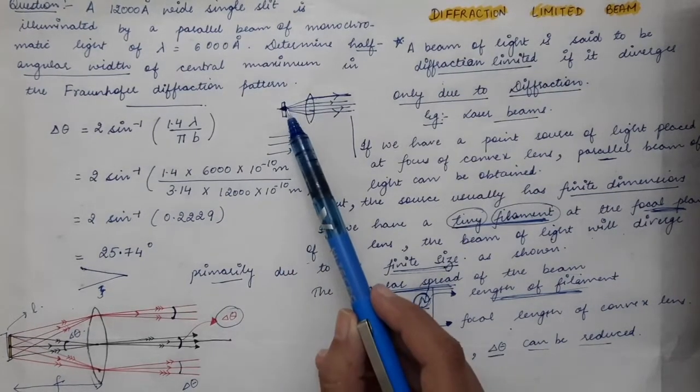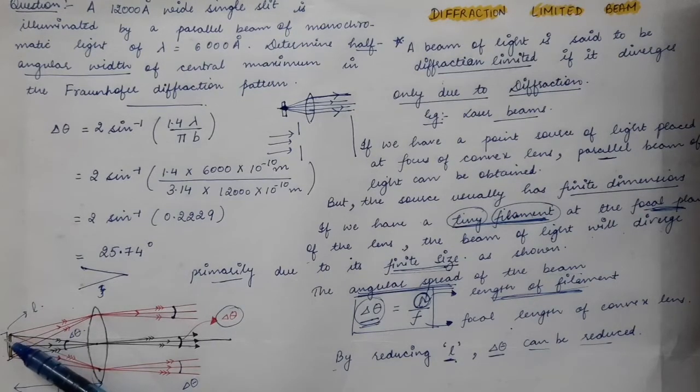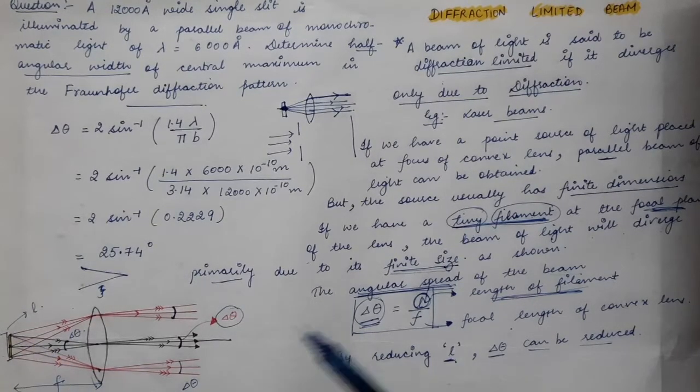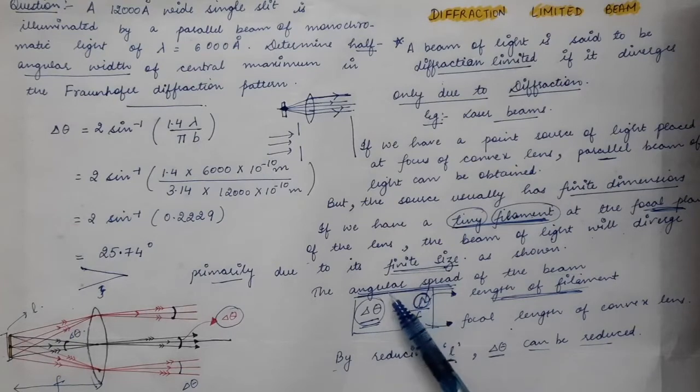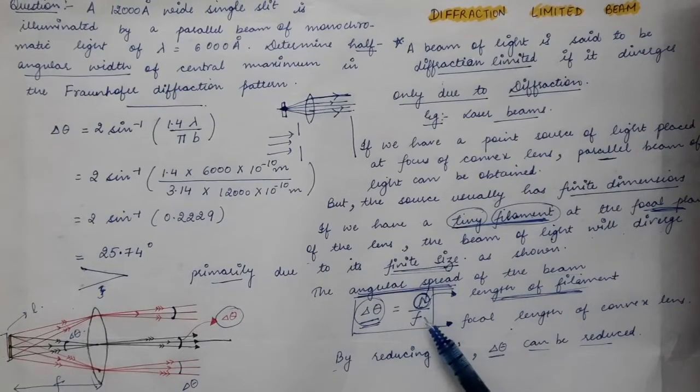If there is a point source, then there is no divergence due to the length of the source, because the length of the source in that case is 0. So delta theta will also be equal to 0 in the case of a point source. But when the length of the source is non-zero, we get a finite value of angular spread of the beam due to the length of the source, and that comes out to be equal to length divided by the focal length of the convex lens.